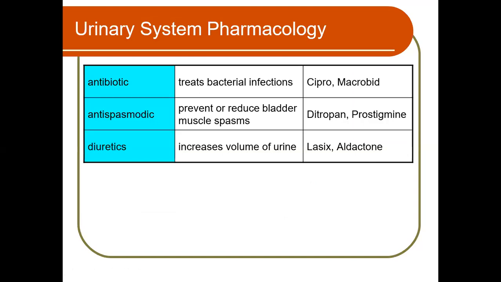Antibiotics are used mainly for treating the bacterial infection. Ciprofloxacin is the choice of drugs, and antispasmodic, which prevents or reduces the bladder muscle spasm. Nitrofen and prostaglandin are commonly used drugs, and diuretics, which increase the volume of urine. Lasix, Aldactone are the commonly used name of drugs.